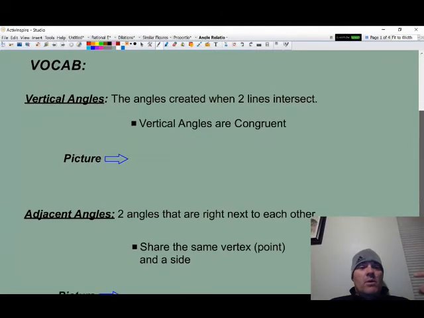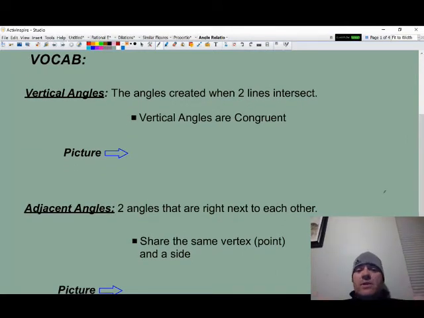First one, we've got vertical angles. If you need to, first of all, pause this video so that you can write everything down and then come back and listen to my description, or you can listen to my description, pause it, write everything, and then go on to the next one. I'm just going to keep going. So if you need more time, pause the video, please.